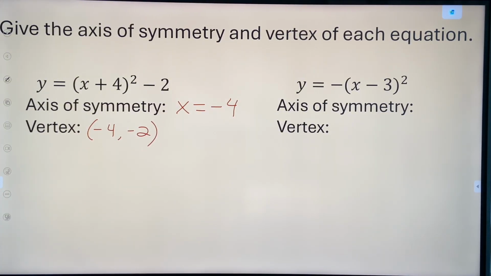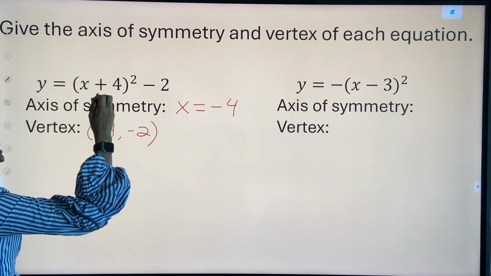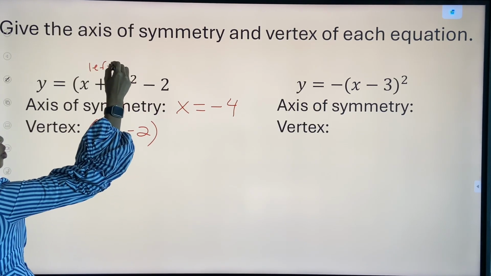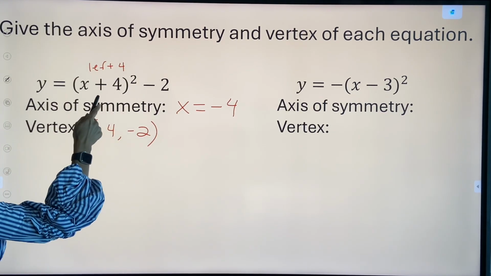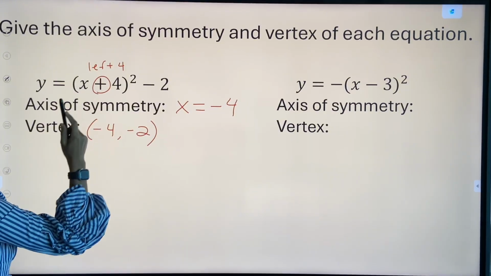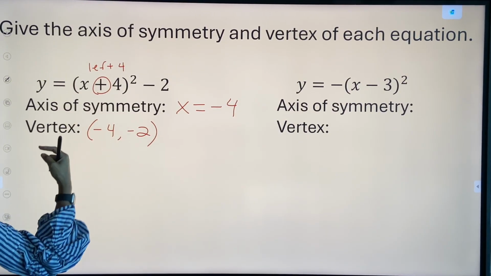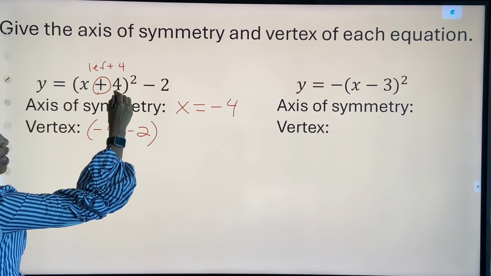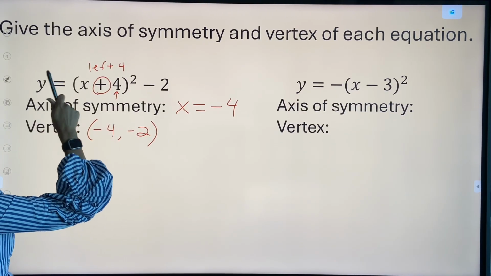Now the trick that you guys use is you do the opposite of this plus sign. So you know that this goes left 4. That's the trick that you use. You look at that plus sign and do the opposite and go to the left. However, what is really happening is that this value, your h value, is -4.